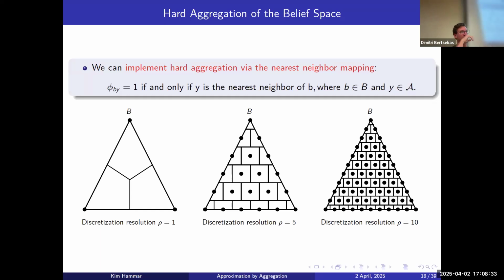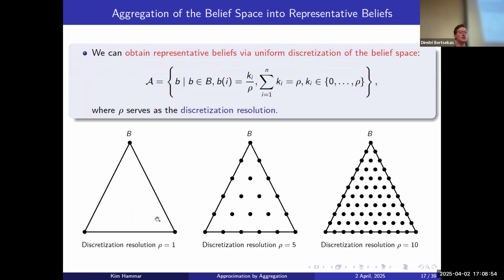For illustrative purposes, the belief space here is just the two-dimensional simplex. In general, it can be a much larger space that's not so easy to visualize, but just for illustration I'm using a small belief space to show the discretization. And just to remind you, the parameter rho is controlling the resolution of the discretization.